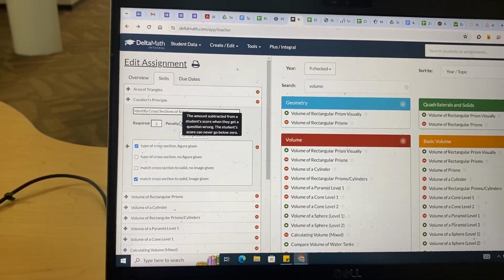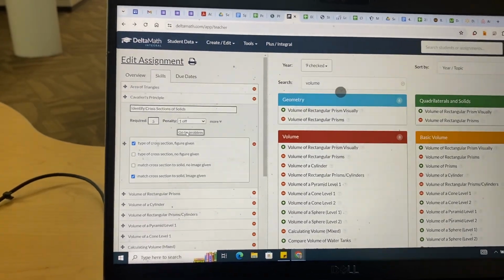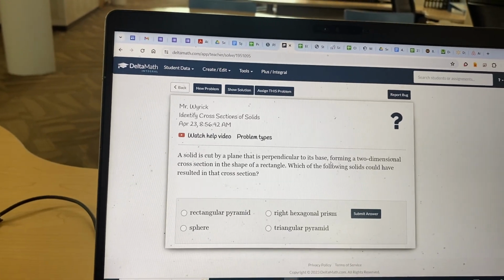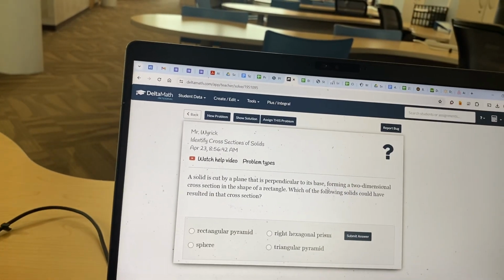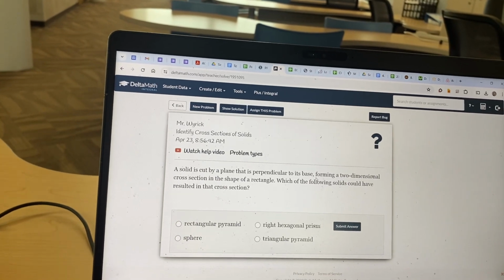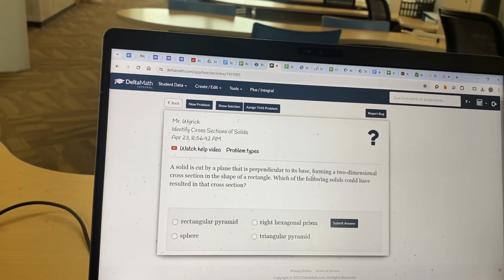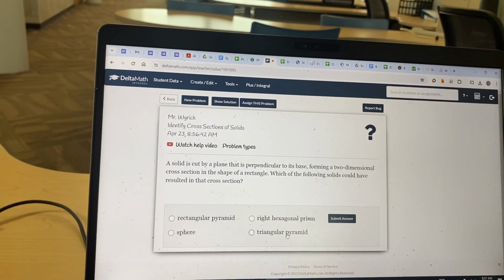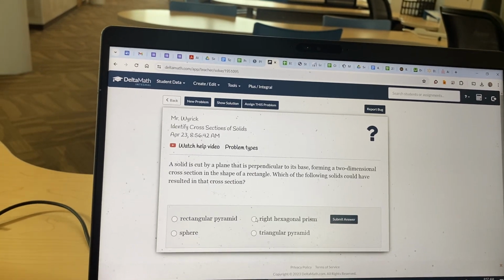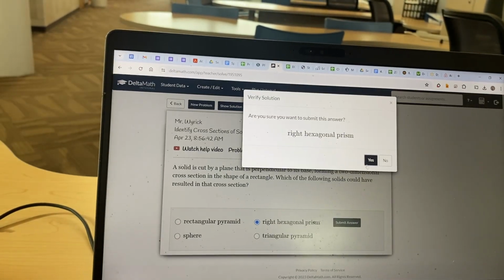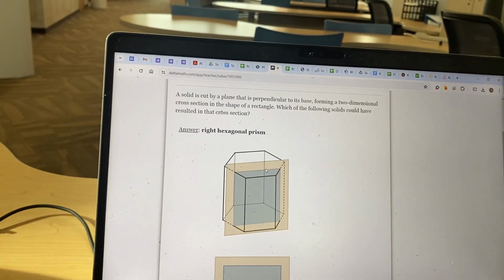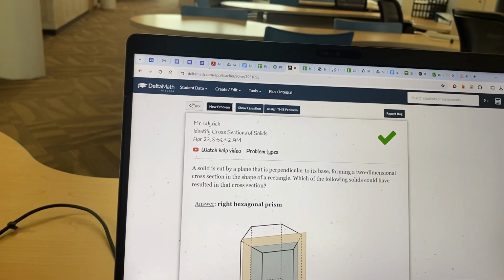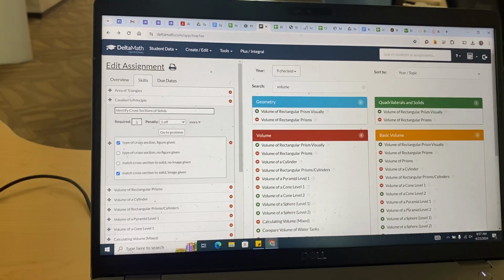The next one, identifying the cross section of solids. Should be stuff kind of like this. A solid is cut by a plane that is perpendicular to its base. That means running straight up and down, forming a two-dimensional cross section that is in the shape of a rectangle. Which one of these could you cut and do that? The pyramid is going to make a triangle. The sphere is going to make a circle. The pyramid, again, is going to make a triangle, so it has to be this right hexagonal prism. And when you get that in there, it shows you here's that straight up and down, and here's what you see when it makes that contact. Okay, so you just have to be able to visualize in 3D.